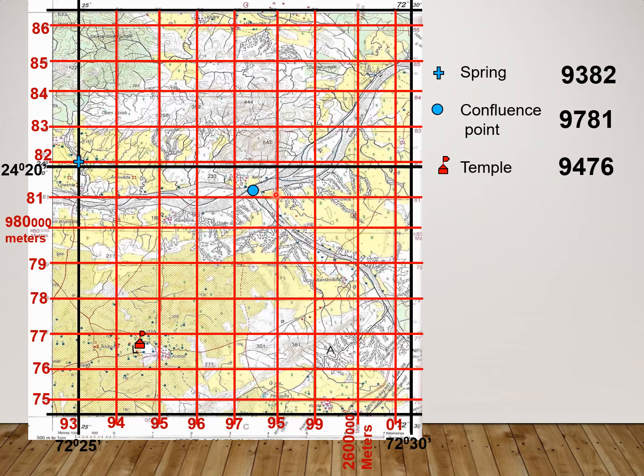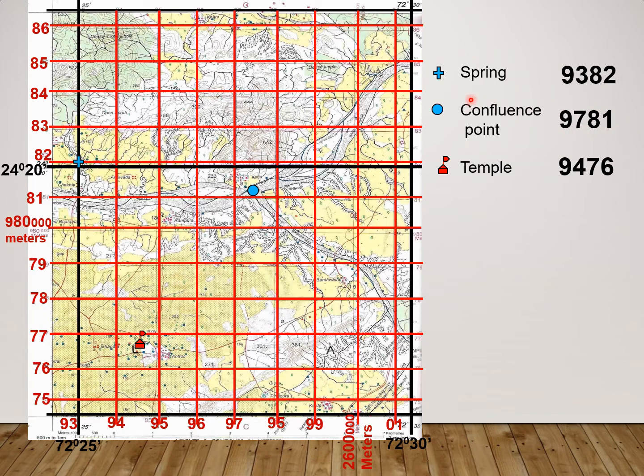Similarly, if I look at the confluence point, it has crossed this particular line, we will go down and see it is having the value 97. And which northing has it crossed? It has crossed 81. So it is 97 and 81, the 4-figure grid reference for the confluence point.